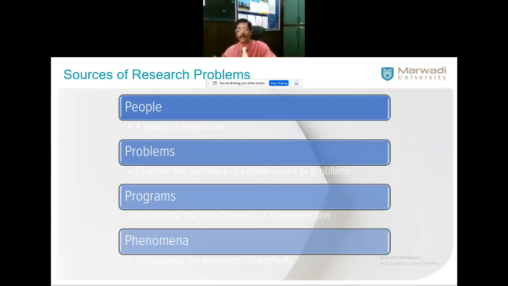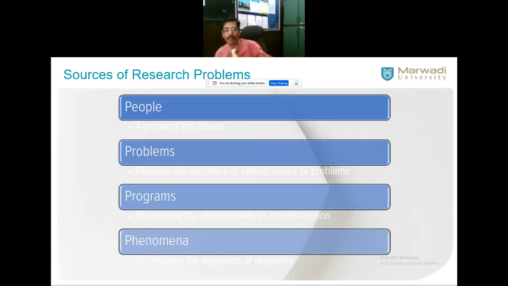So where do I get problems, sir? There are four sources which are very, very important. You may get a problem from people by talking to them, by interviewing them. It may be a formal interview or informal interview, whatever it may be. Just talk to the stakeholders. Basically, they will give you the source. They are very good sources for a problem.